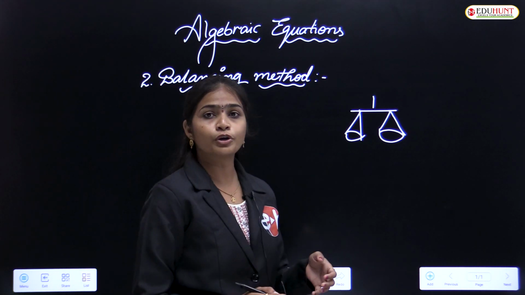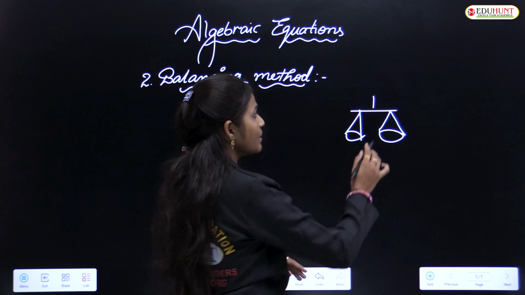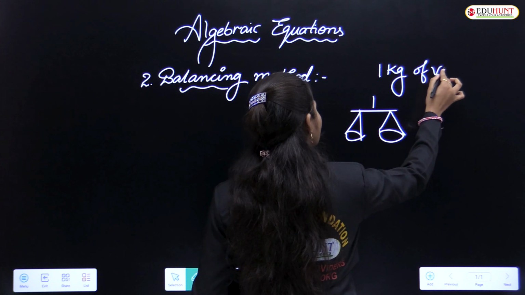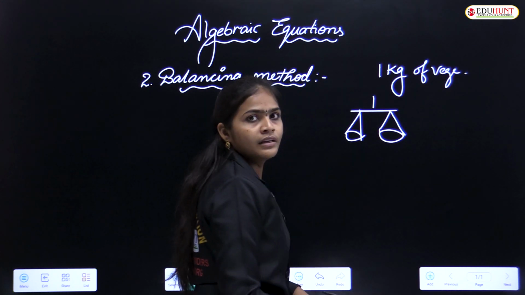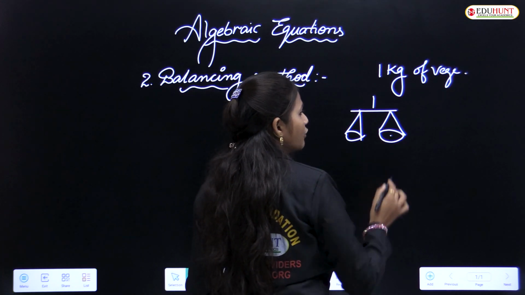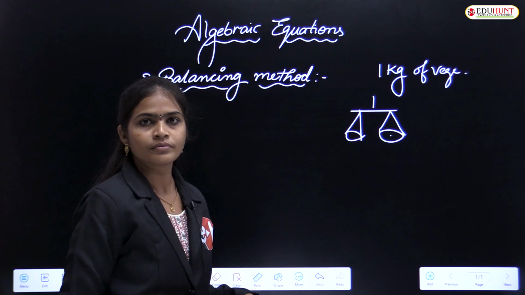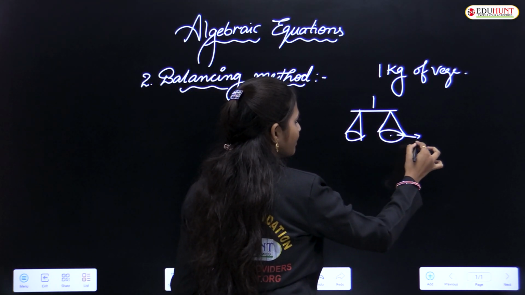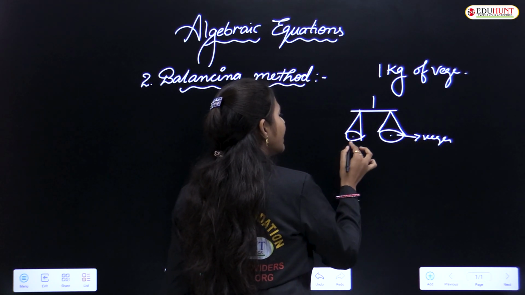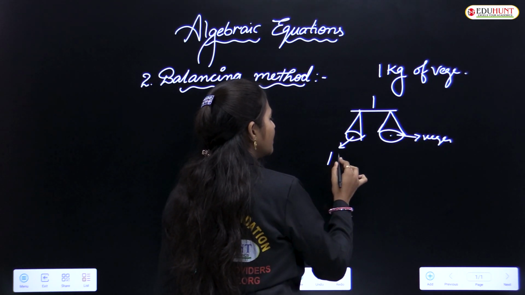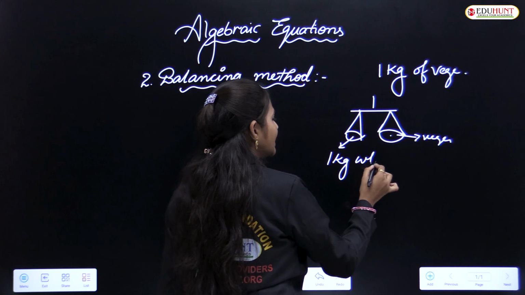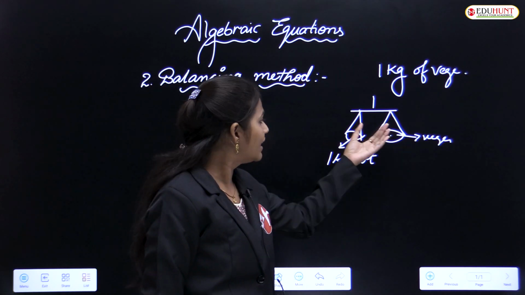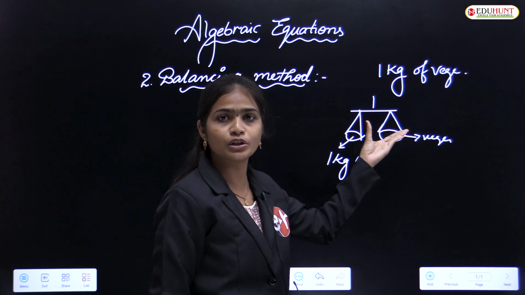Here, if you want to purchase 1 kg of vegetables, in this pan you have to keep, what do you have to keep here? For example, in this pan they keep the vegetables. Here what do they have to keep? They have to keep the 1 kg weight in this pan, and in the other pan the vegetables that you need.